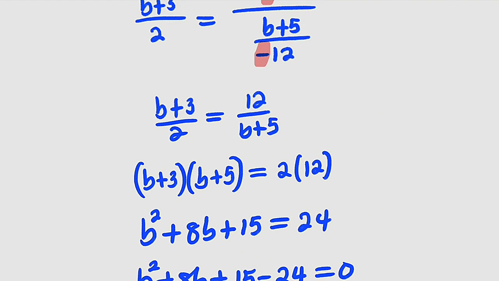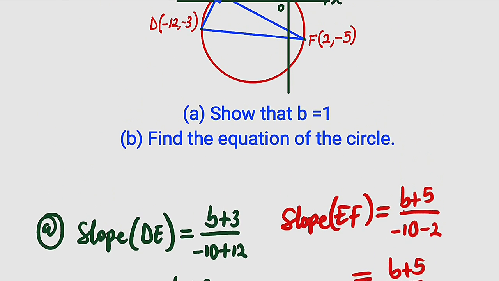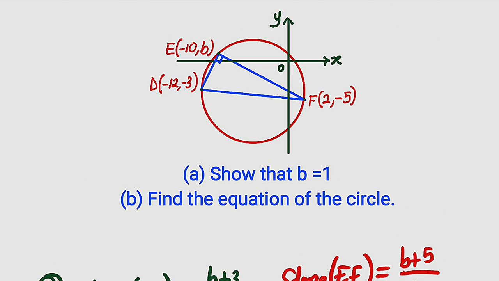Now let us move to the second question, where we are asked to find the equation of this circle. To find the equation of this circle in standard form, first of all, we need the center of this circle, which is this. Remember, if you have a right angle triangle inscribed in a circle, the diameter is always the hypotenuse of that right angle triangle.